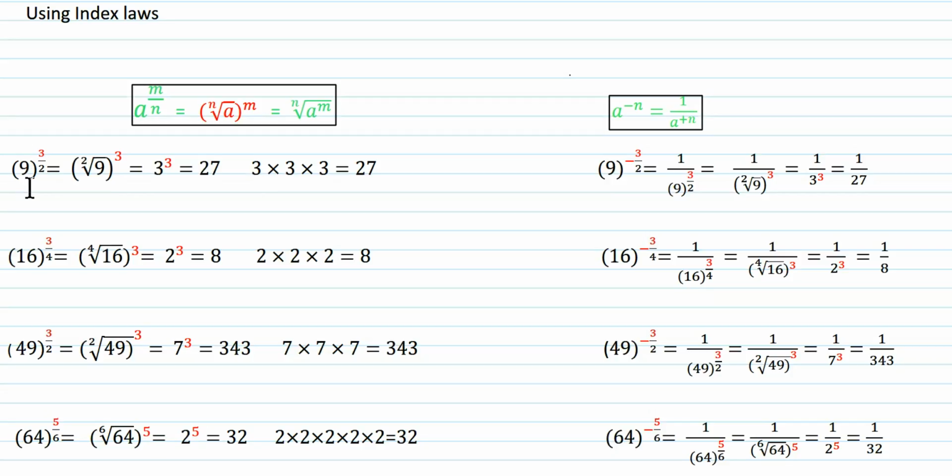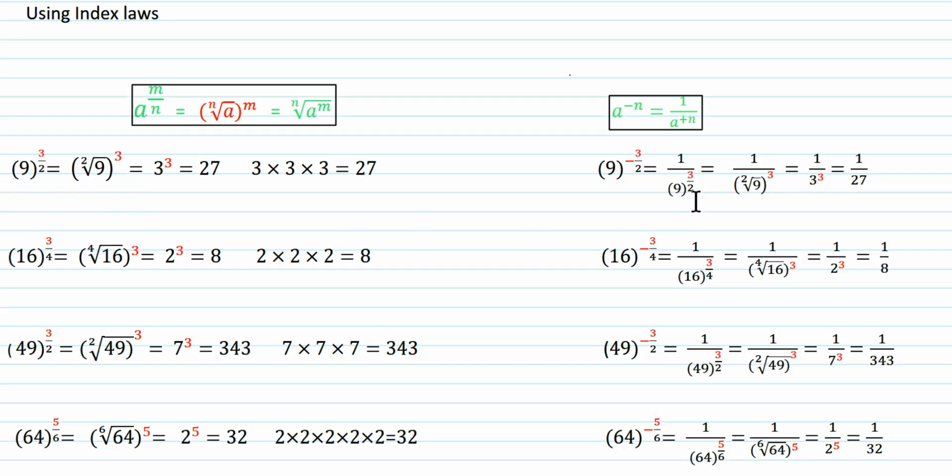So instead of 9 to the power 3 over 2, it's 9 to the power minus 3 over 2. Because if we have the negative sign, we have to put the whole thing under 1. And when we do that, we'll have 9 to the power 3 over 2. We'll lose the negative sign.